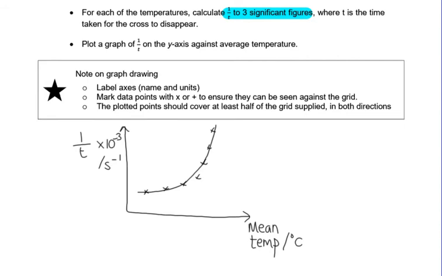Okay, so plot your graph and then have a look at your shape. It should be something like this. It's a pretty exponential increase of rate when you increase temperature.